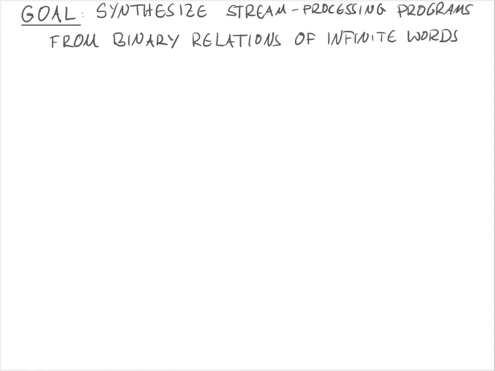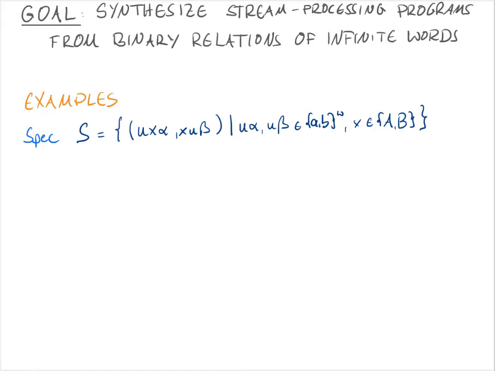So what's the goal in this talk? Our goal is to synthesize stream processing programs from binary relations of infinite words. So specifications that are not as complicated as arrays or something like that, just over words. Okay, here are some examples.